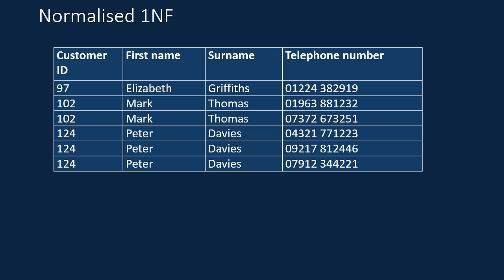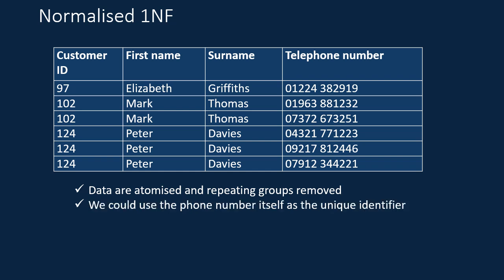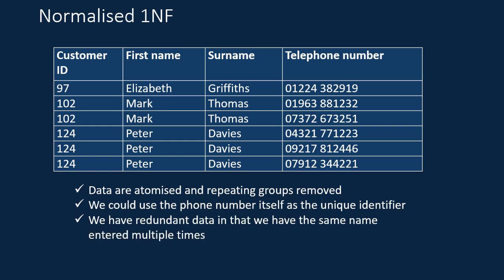So we've now put our table in first normal form. So let's explain why this is in first normal form. First of all, the data are atomized, and we've removed the repeating groups of those telephone numbers. So we split the first name and the surname of our customer, and our telephone numbers now have been separated out so they have a separate record for each of those telephone numbers. We can also now use the telephone number itself as the unique identifier, so it meets that criteria.